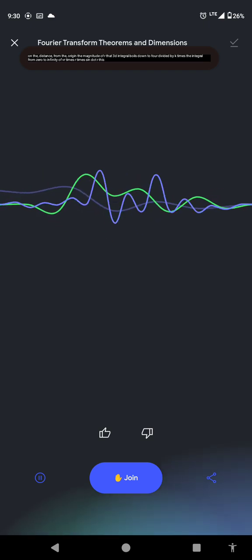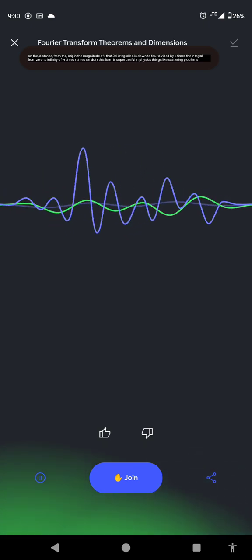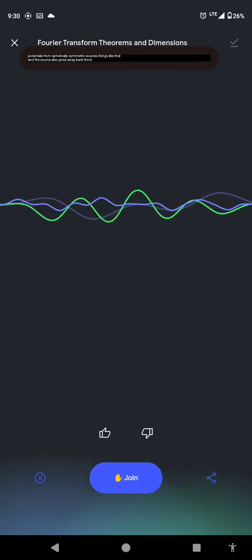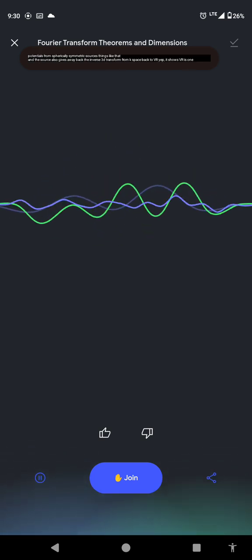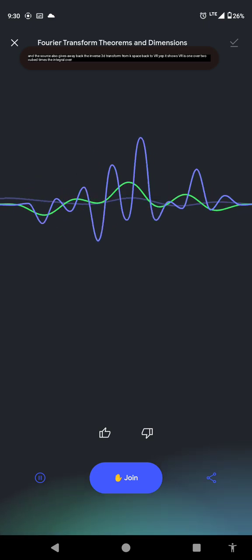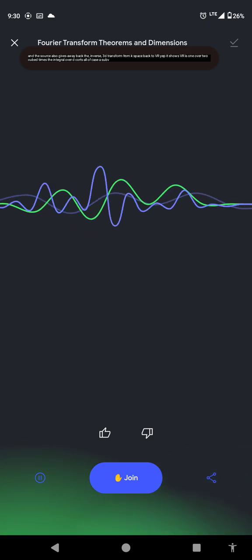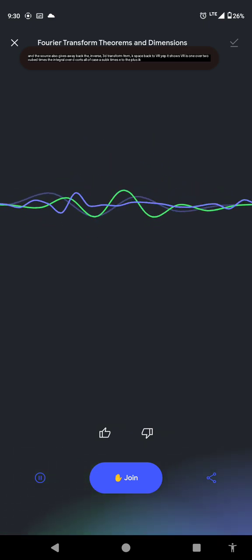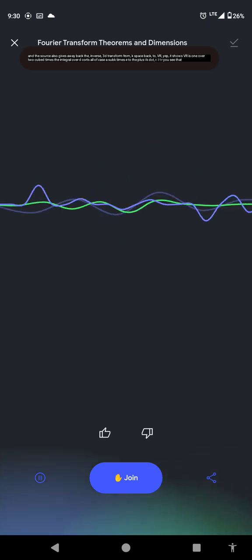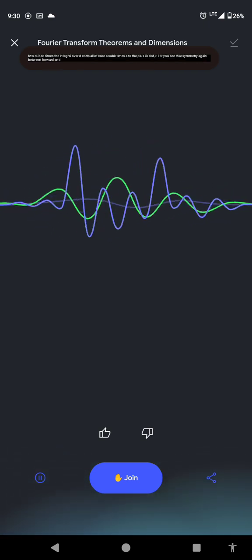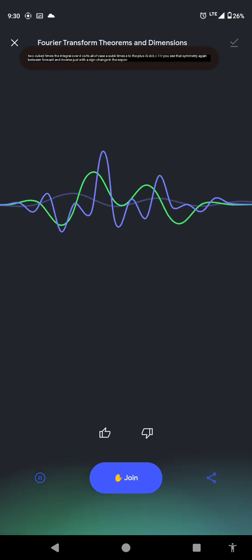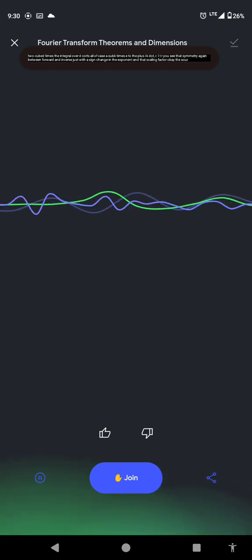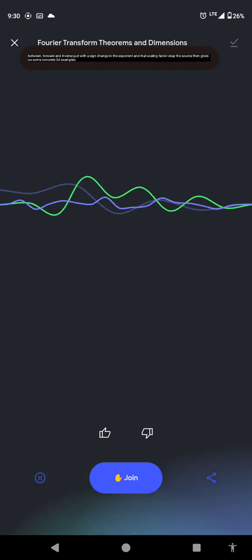And the source also gives a way back, right? The inverse 3D transform from k-space back to V(r). Yep, it shows V(r) is 1 over (2π)³ times the integral over d³k, all of k space, of V tilde of k times e to the plus i k dot r. You see that symmetry again between forward and inverse, just with a sign change in the exponent and that scaling factor. Okay, the source then gives us some concrete 3D examples, and crucially, properties about derivatives.